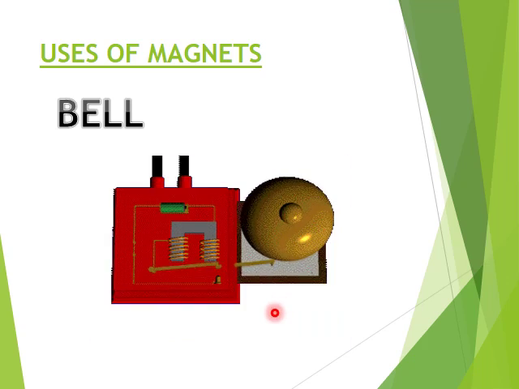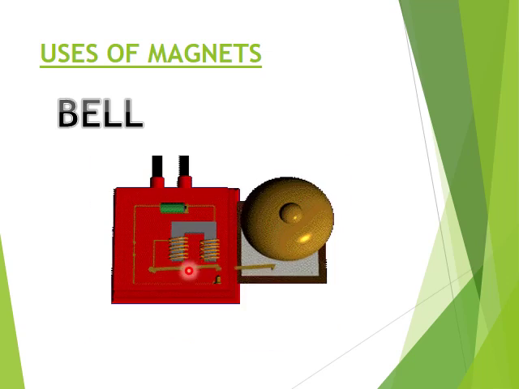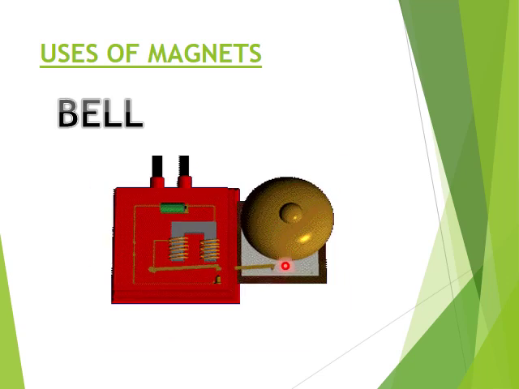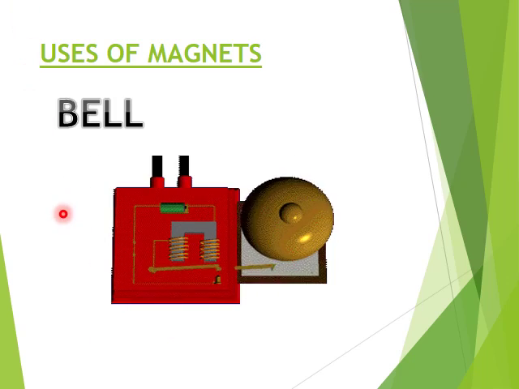So how does the bell function? You can see here a magnet. This is a U-shaped magnet, and on the magnet there is a coil of copper wire. When electricity moves into this wire coil and magnet, the hammer hits the bell and the bell starts ringing. So my dear students, here is the best use of a magnet. You can see the function of a bell.